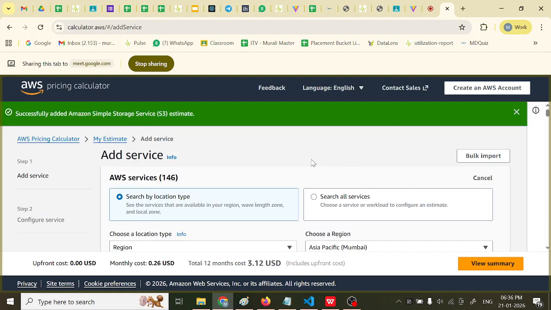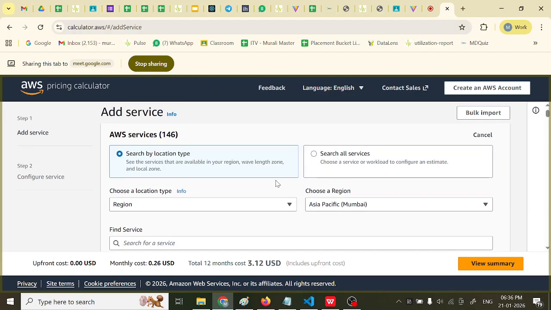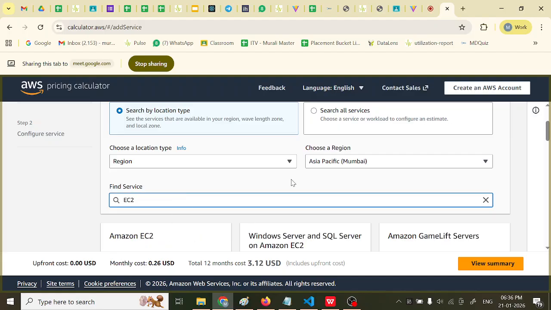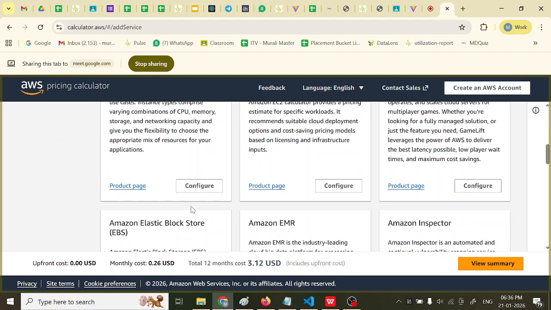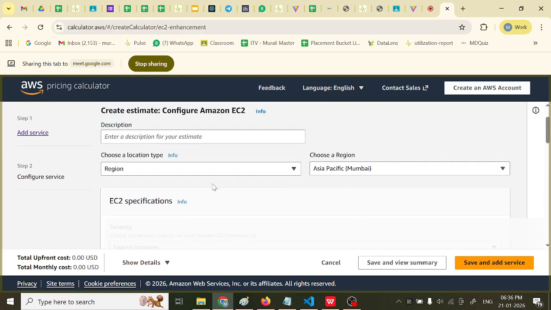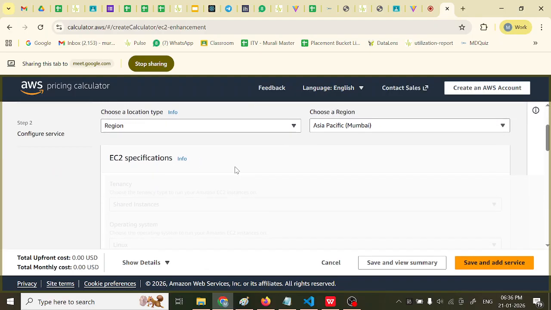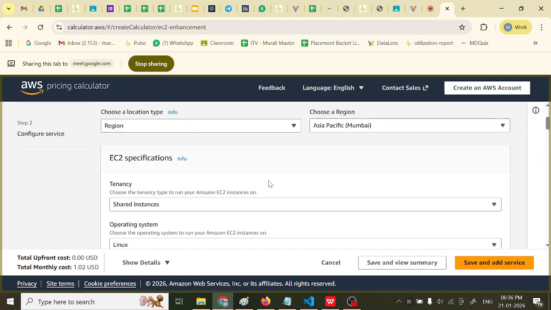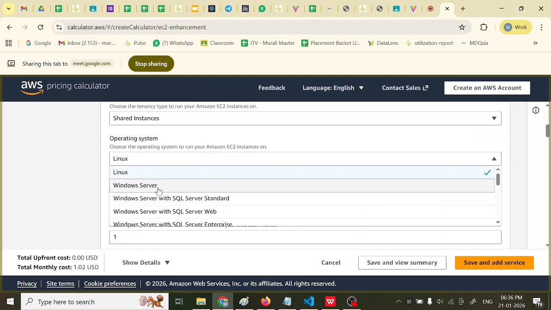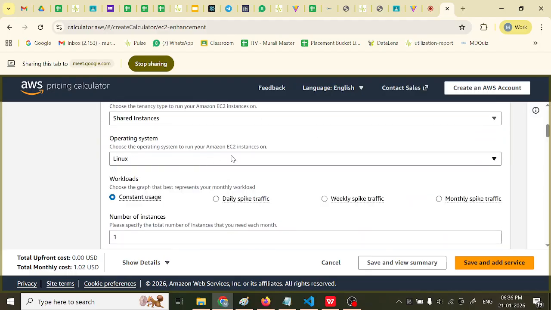Now the AWS Simple Storage Service is successfully added. Now we'll add one more service, let us go for EC2. Click configure and then go for Asia Pacific specification. Now here we have to mention what type of server you want. You see here they mention shared instance, Linux operating system. You can mention whether you want Linux or Windows.